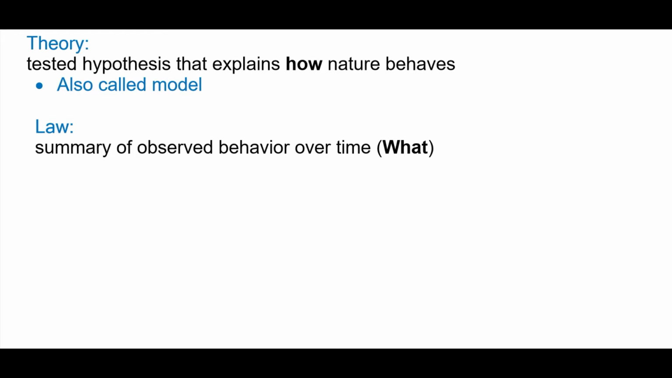In chemistry, it's often called a model, and it explains how nature behaves. And then also we have law, for example, law of gravity. And law is a summary of observed behavior over time. So it is what is happening. Our theory or our model is explaining how it is happening.